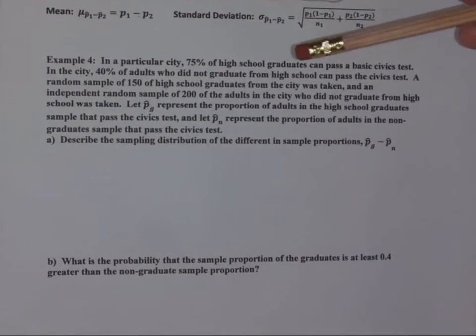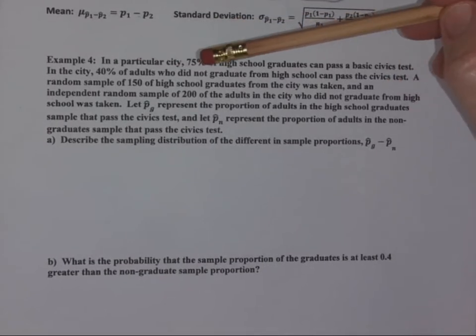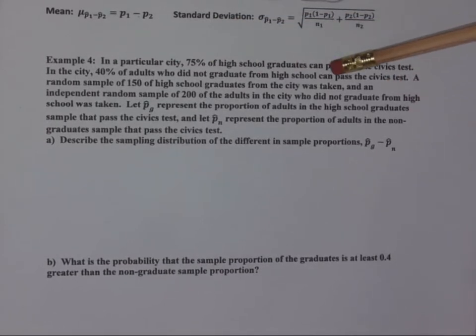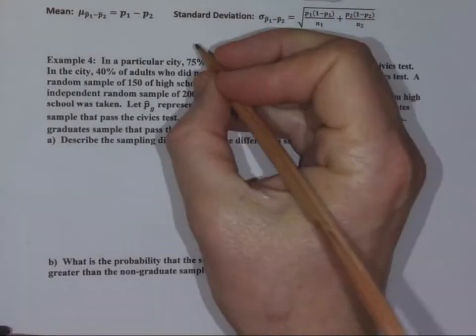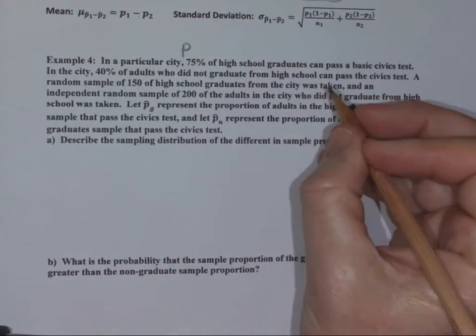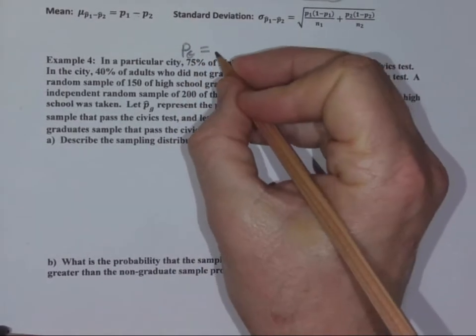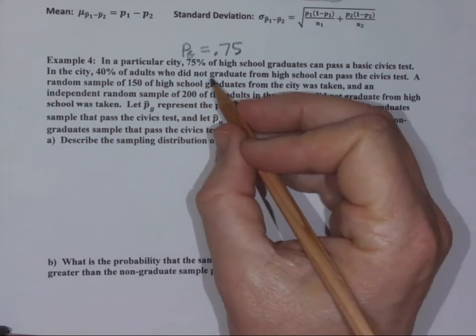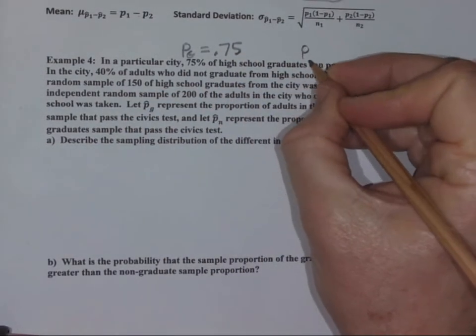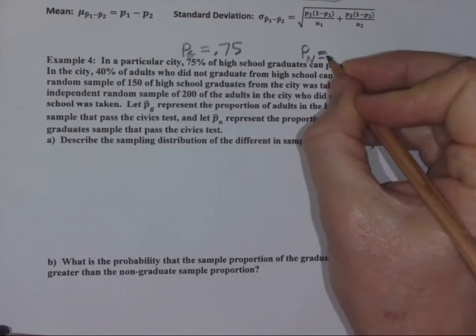In a particular city, 75% of high school graduates can pass a basic physics test. In the city, 40% of the adults who do not graduate from high school pass the physics test. So those are, in essence, our two parameters that we're estimating. I'll put G for graduates: the proportion of high school graduates that can pass the test is 0.75, and for those who are not high school graduates, I'll call that p sub n, and that is equal to 0.4.